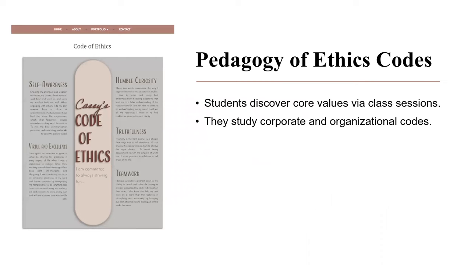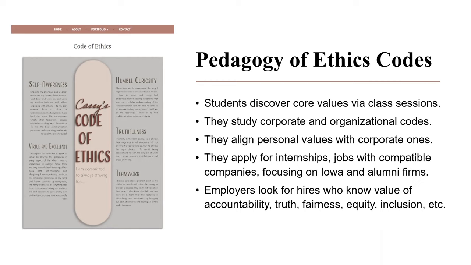The pedagogy of ethics codes. Students really think about what their core values are. Do they embrace the golden rule? What mottos were they brought up on? How does religion or education play into how they see the world? They come up with their values, and then they study corporate and organizational codes, and they align their personal values with corporate ones. They apply for internships, jobs with compatible companies, and they focus on Iowa and alumni firms.